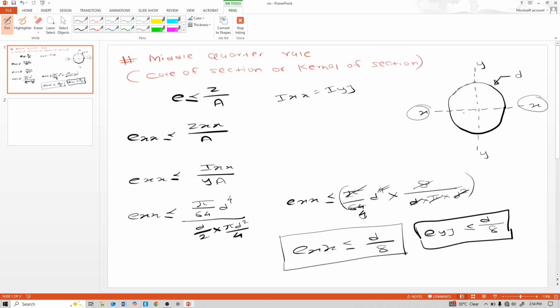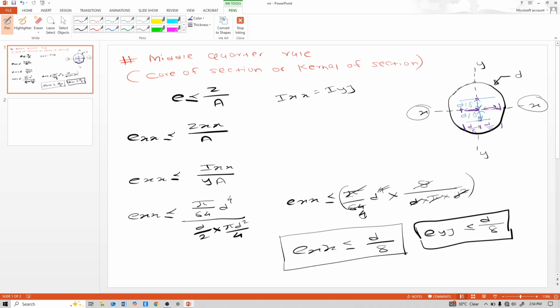Now see Exx, that means from the xx axis, somewhere here d by 8 comes, somewhere here d by 8 comes. That means from this central location towards this, like that. And Eyy, that means from y, here d by 8 and d by 8. So these are the points.